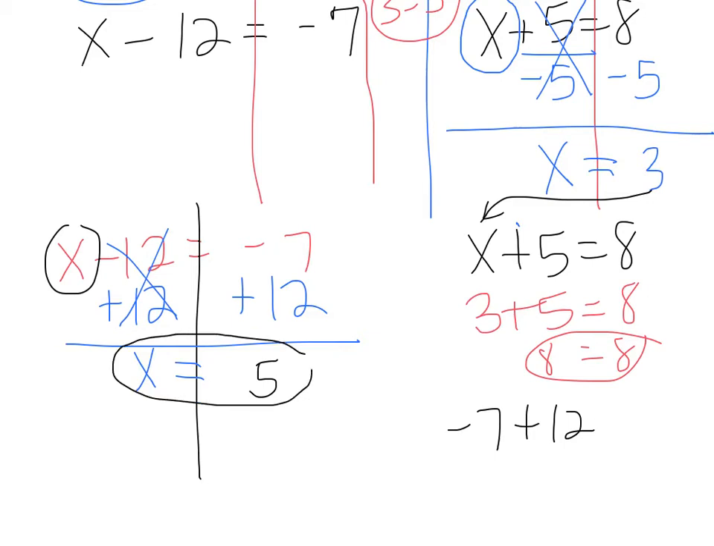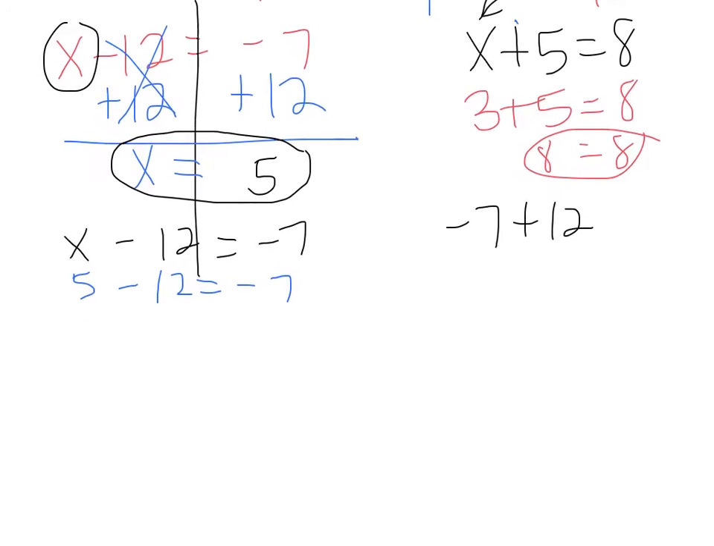Okay, so let's go back and make sure that 5 works. So this is going to say x minus 12 equals negative 7. We're going to plug in 5. 5 minus 12 equals negative 7. Let's see if that works. We're going to do keep, change, change. That's going to give me negative 7 equals negative 7. So therefore we did it correctly. Okay, so that's for addition and subtraction.